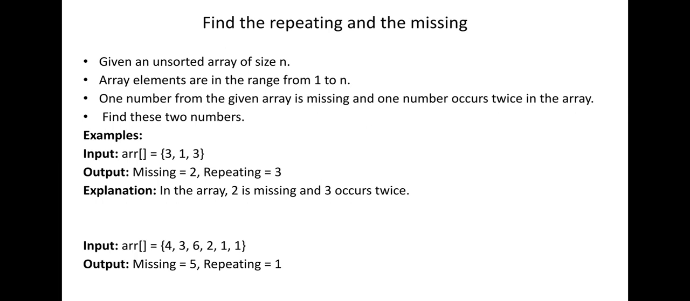Now we take another example. In this we are given an array. You can see the number 1 is repeating twice, and the number 1 is there, 2 is there, 3 is there, 4 is there, but 5 is not present. So the missing element would be 5 in this case. Explanation: you can see in this array 5 is missing and 1 occurs twice.